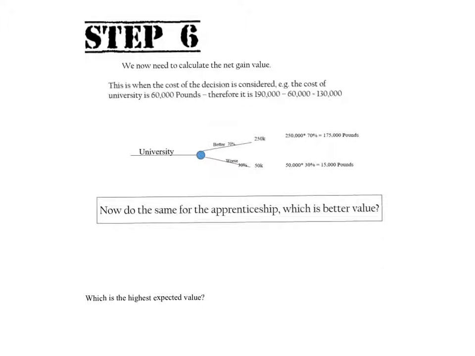So within this decision tree, if it was an exam answer, you'd be expected to go for the university choice. That would be the better option.